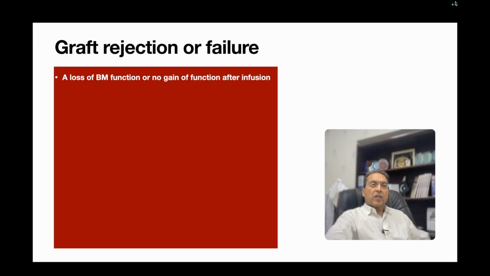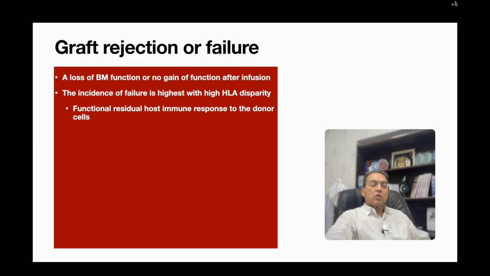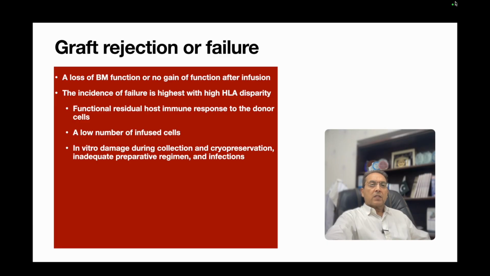Then graft rejection or failure: loss of bone marrow function, or no gain of function after an infusion, is graft rejection or failure. The incidence of failure is highest when there is HLA disparity. It's less in patients who got HLA matching. Another cause is functional residual host response to the donor cells. So if proper priming is not done, the functional residual host immunity destroys the donor cells. If there is a low number of infused cells, or there is in vitro damage during collection and cryopreservation of the donor cells, inadequate preparative regimens, and infections, they can cause this failure.